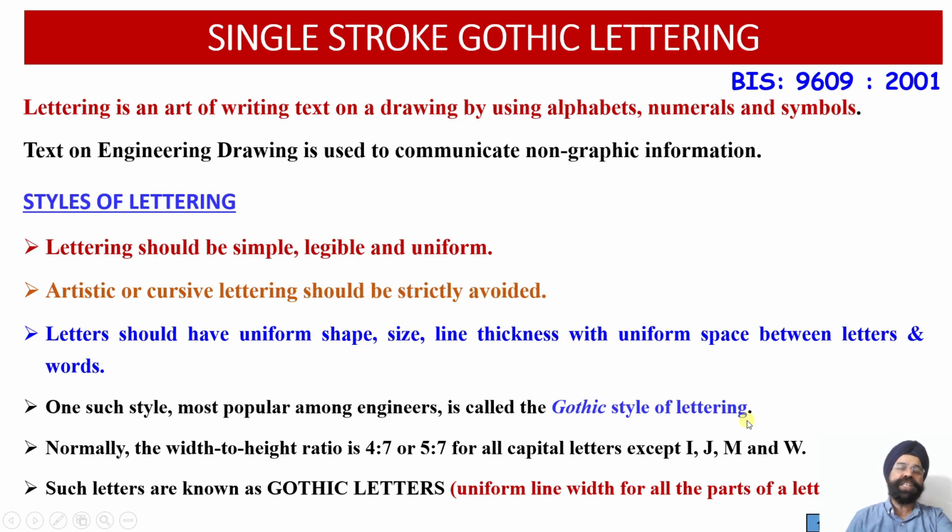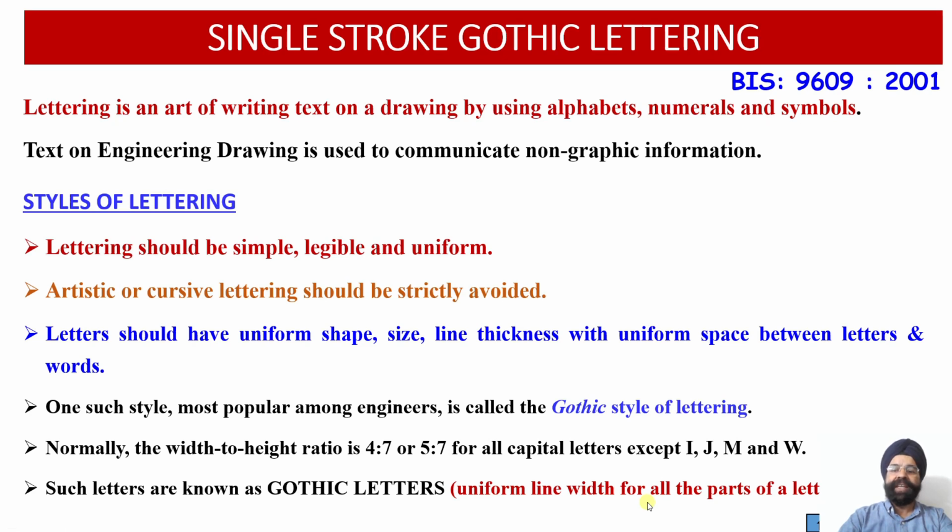So this ratio must be maintained for writing all the letters, and usually the width to height ratio for Gothic lettering is kept as 4:7. Whereas in certain alphabets which have larger space requirements, it will be 5:7, but usually we use the 4:7 ratio for all the alphabet letters. So over here you see all these letters, we call them Gothic letters, which have uniform line width for all the parts of the letter.